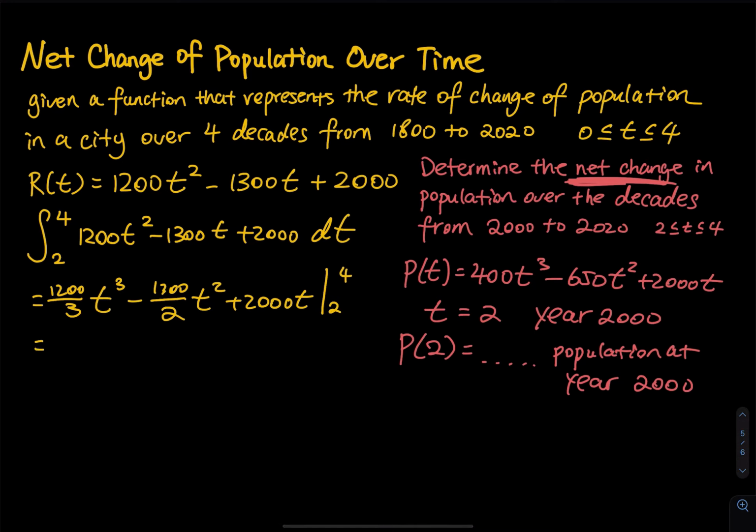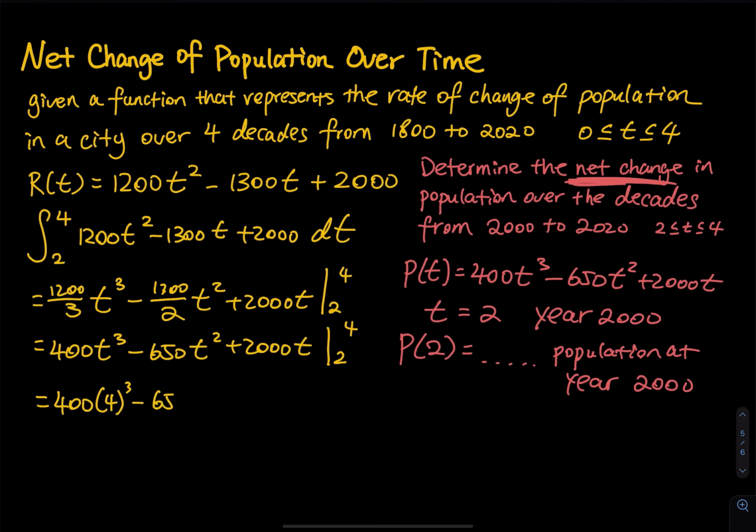Okay, let me go ahead and finish the definite integral. So we have 400 t to the third, minus 650 t squared, plus 2000 t, such that t goes from 2 to 4, using the fundamental theorem of calculus. That will be the upper limit minus the lower limit. So you have 400 times 4 to the third, minus 650 times 4 squared, plus 2000 times 4. This is the upper limit, and then you subtract the lower limit.